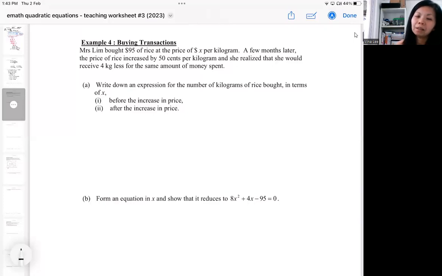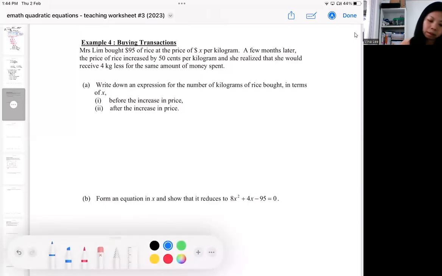Okay, Mr. Slim bought $95 of rice at the price of X dollars per kg. So she spent $95 at a certain price. A few months later, the price increased by 50 cents per kg. So that means after the price increase, she's still going to use the same amount of money to go and buy rice, but she finds that she received 4 kg less. So what you will need to investigate will be, before the price increase, how much rice did she buy? So you got to explore it in this way.